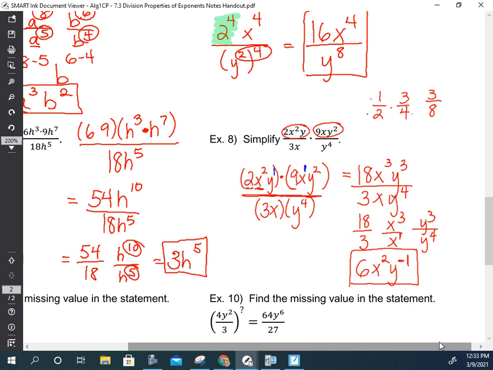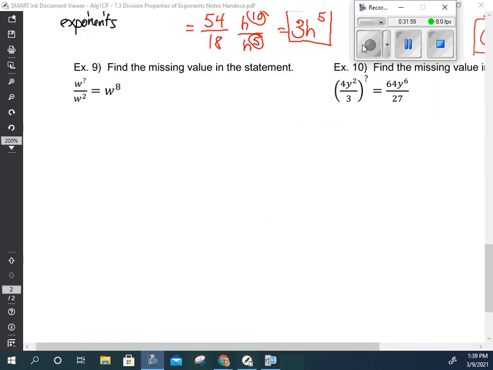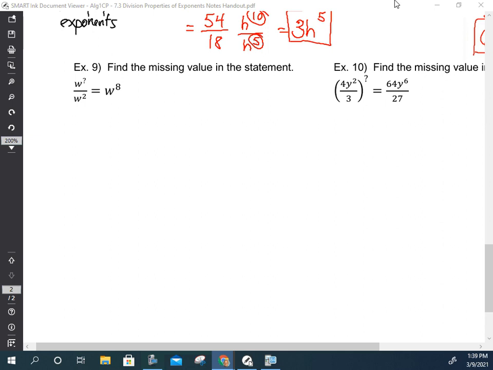So, examples 9 and 10 are just like examples 9 and 10 from the first one. I will work those out and post it to Google Classroom. So finally, let's look at examples 9 and 10 for division, for this notes page, which are very similar to 9 and 10 from the multiplication notes page.